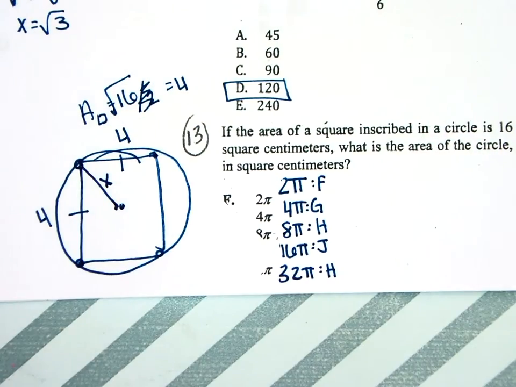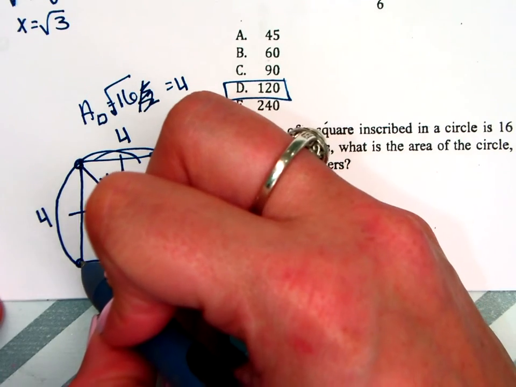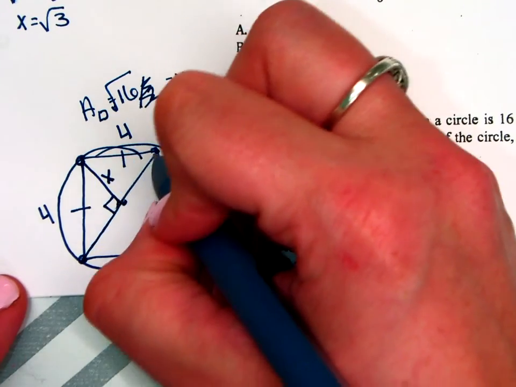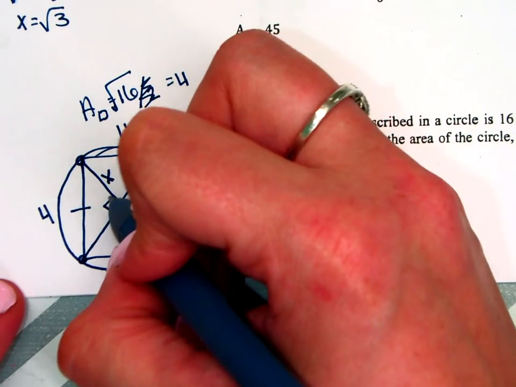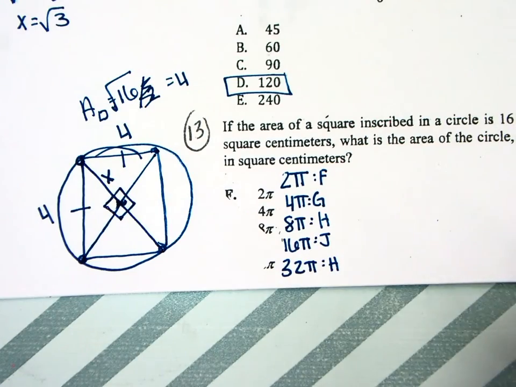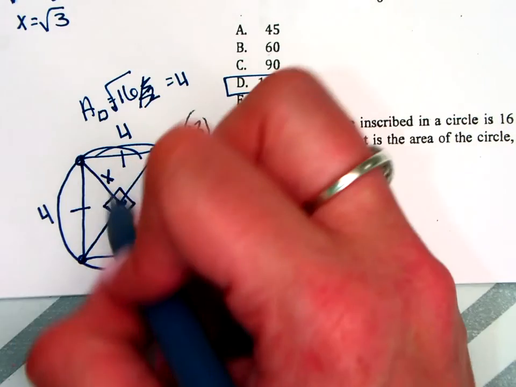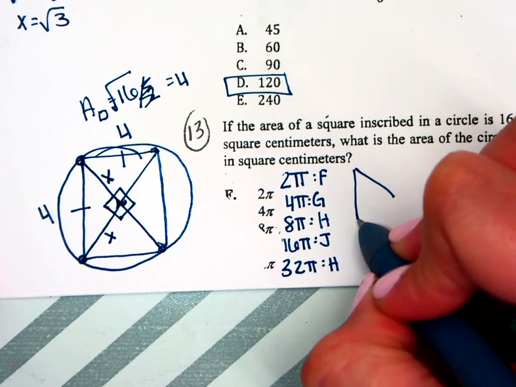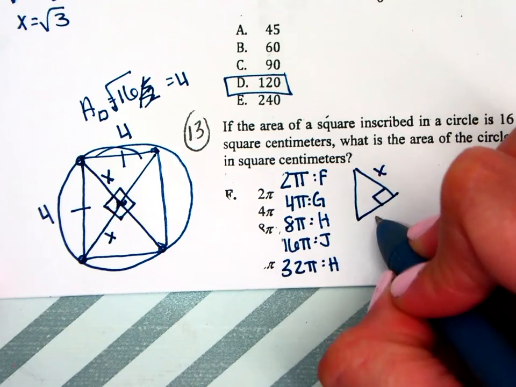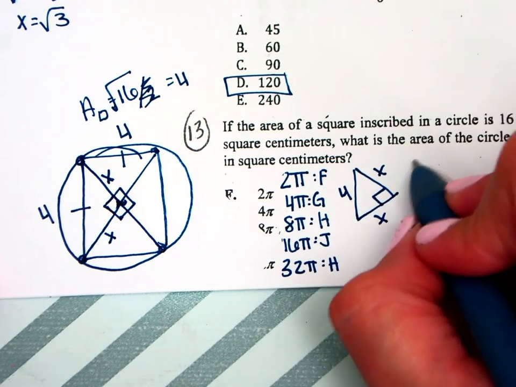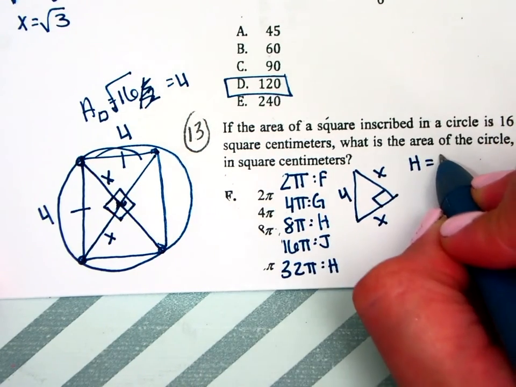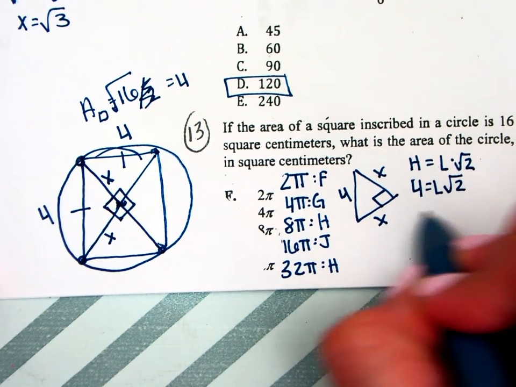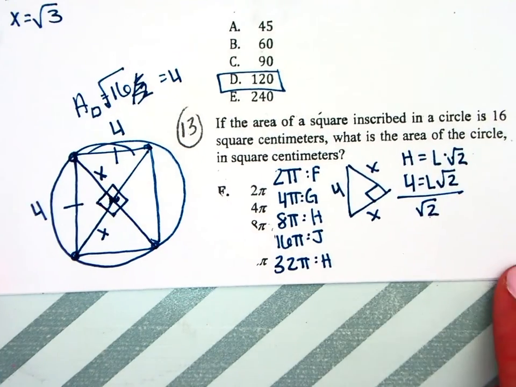That's my radius. However, I can actually turn this into a right triangle, because if I were to continue to draw this, the diagonals of a square are always perpendicular. So what I actually have is a 45, 45, 90 triangle. So I'm going to redraw that triangle out here in the open. This is x, and this is 4. So this is the hypotenuse. The hypotenuse equals the leg times the square root of 2.